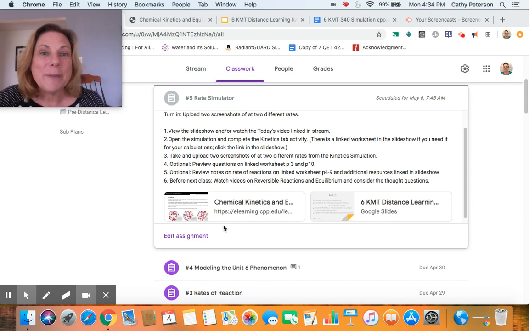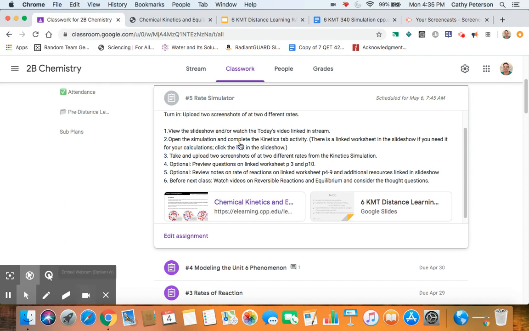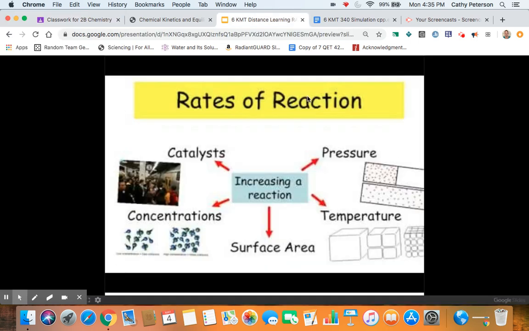On this assignment, there are 2 attachments. One is the link to the simulation and the other is a slideshow presentation. I'm going to go over that slideshow presentation with you now and walk you through the simulation. The rates of reactions, you should be familiar with these types of factors that influence the rate of reaction.